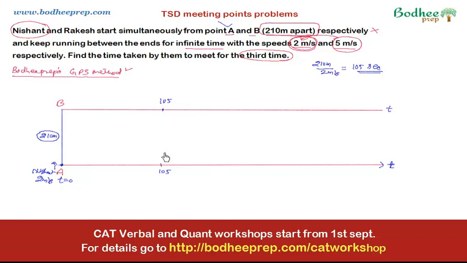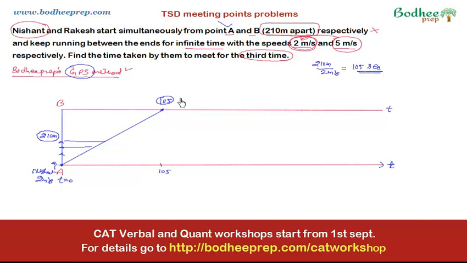So if I draw, and say a GPS is installed with Nishant, and I want to track it on a radar, then definitely his tracking would be something like this, right? As and when he is moving towards B, the time taken is this much, right? The time is also increasing in this way. So the moment he reaches point B, the time taken would be 105 seconds, right?